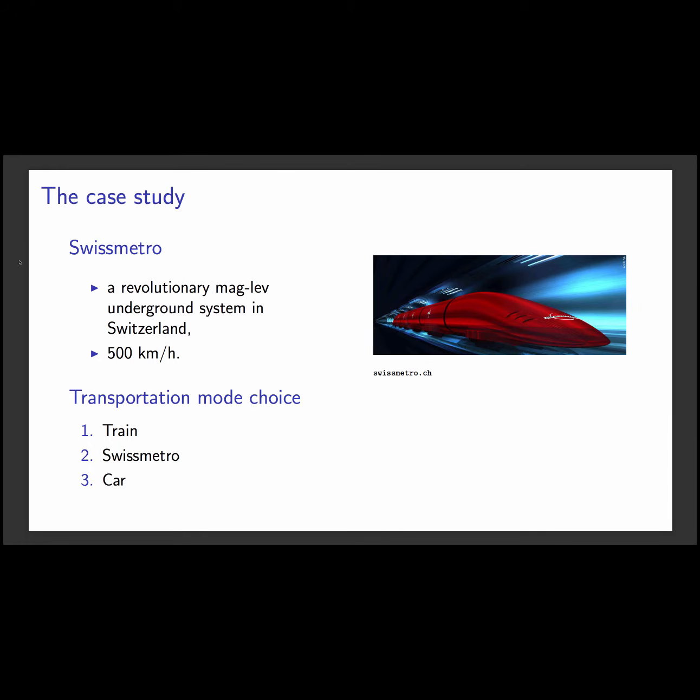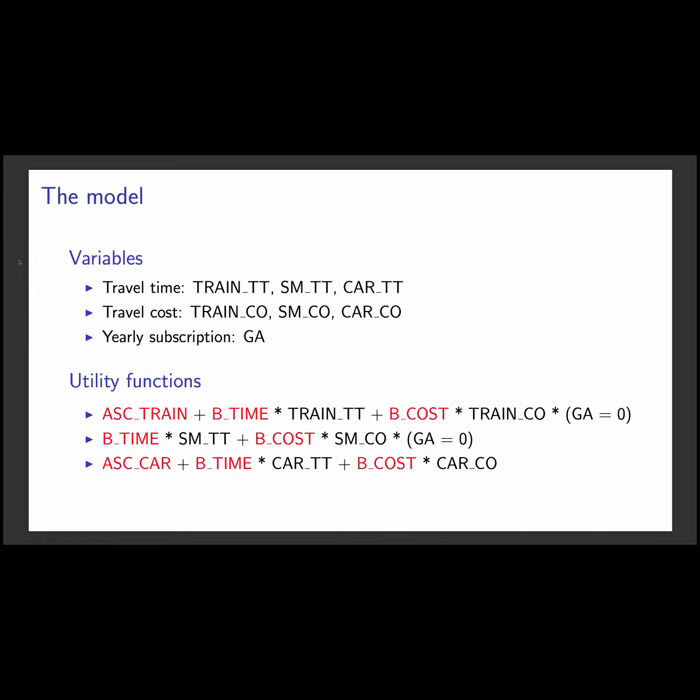We are interested in analyzing the demand for such a system, and to do so, we would like to estimate a transportation mode choice model where the three competing modes would be the regular train, the Swissmetro, or the car. We will consider three variables from the dataset that has been collected in Switzerland.